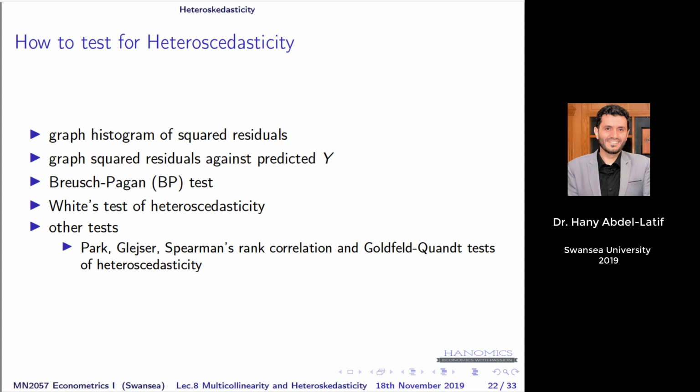So these are different ways to do it informally, so you're not doing a formal test because you're just looking at the plot, but you actually could do some tests as well. There are several tests, and they are very similar in many aspects. But what we're going to cover today is only two tests: the Breusch-Pagan test and the White test. There are other tests, but we're not going to talk about these today. So we're going to explain these two tests.